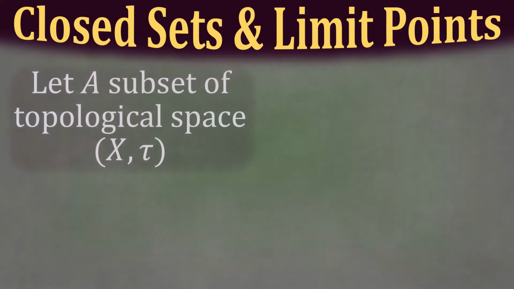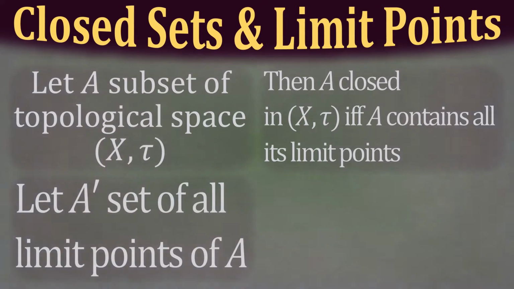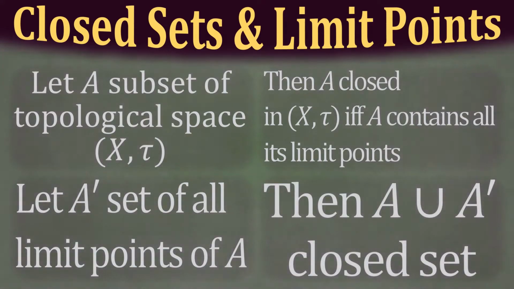Now, let's relate closed sets and limit points. Let A be a subset of a topological space (X, T). Then A is closed in (X, T) if and only if A contains all its limit points. Let A' be the set of all limit points of A. Then A union A' is a closed set.